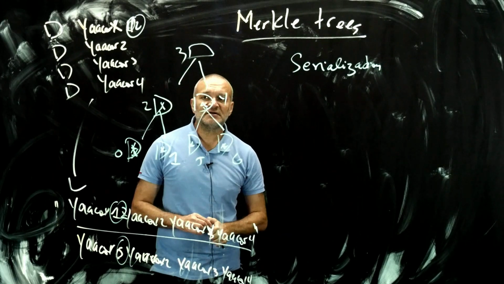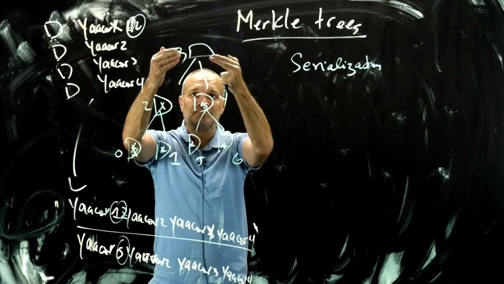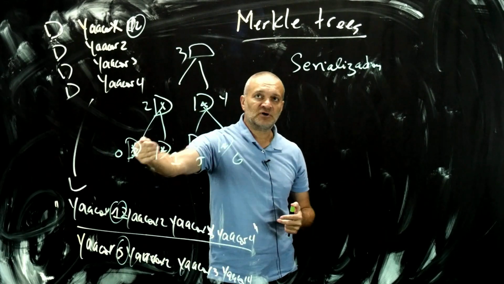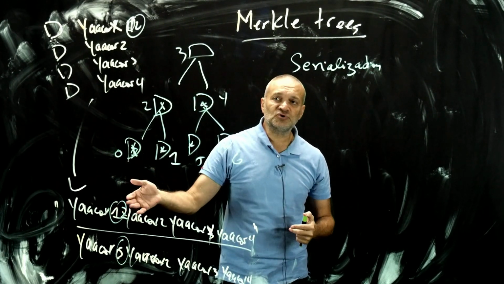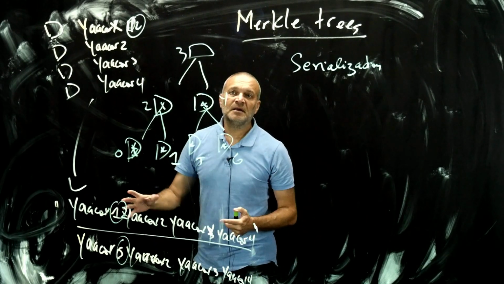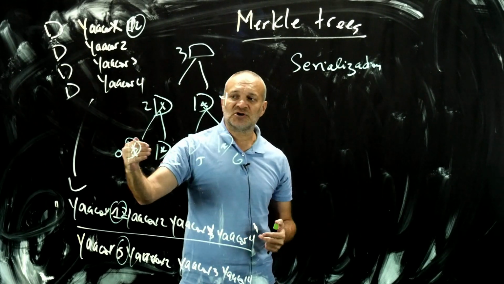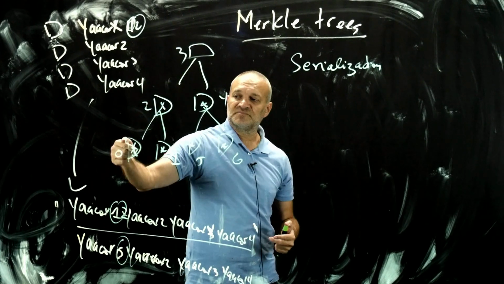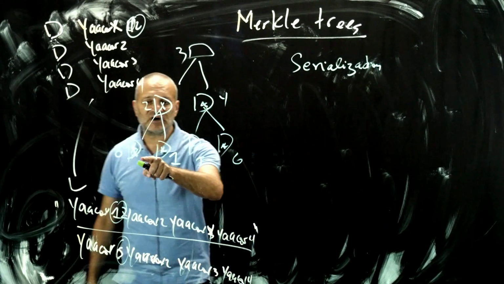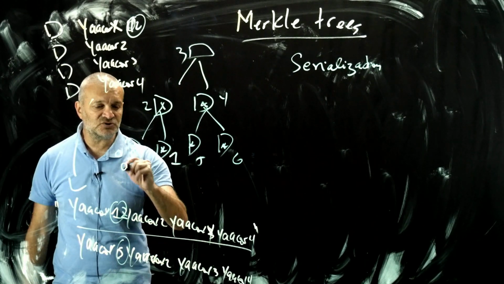When you serialize, you go from the bottom to the top. You can also go from the top to the bottom, nobody prevents you from doing it, and that's how I talked about this in class, but the classical implementation of the Merkle tree goes from bottom to top. So here, for example, the serialization is going to be 0.